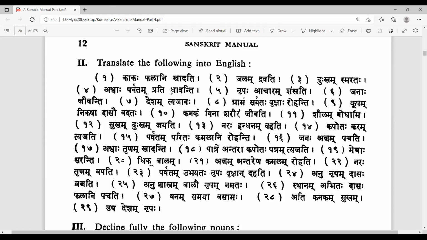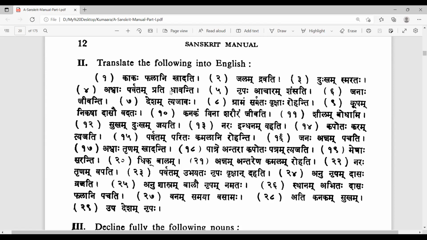In this sentence the kriyapadam is जीवति. किं जीवति? शरीरं जीवति. किं विना? It's okay, kanaka is napumsakalinga. कनकं विना शरीरं जीवति. Another word for kanaka is swarnam, right?